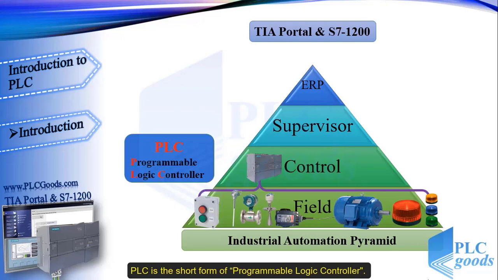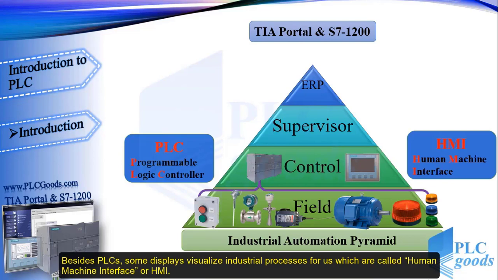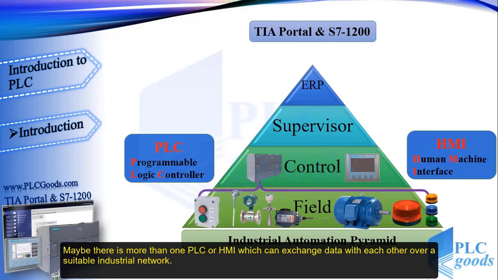PLC is the short form of programmable logic controller. These devices help us to have automatic control in industries. Besides PLC, some displays visualize industrial processes for us, which are called human-machine interface or HMI. Maybe there is more than one PLC or HMI which can exchange data with each other over a suitable industrial network.